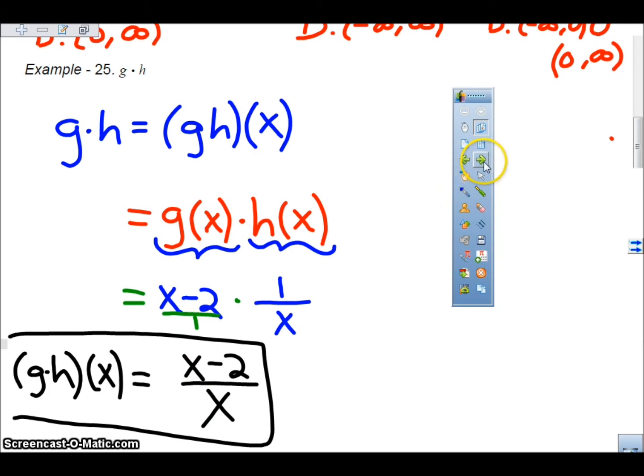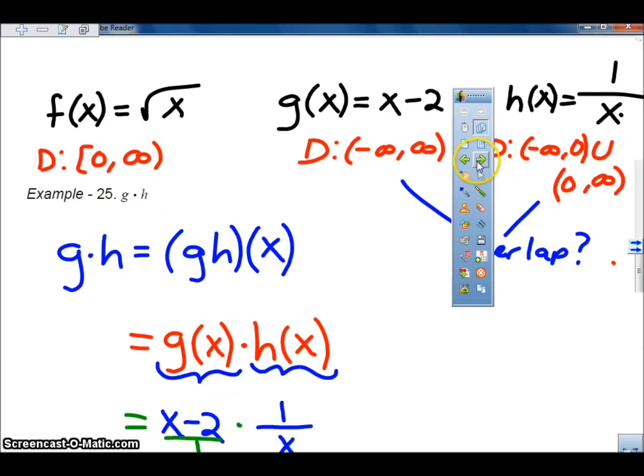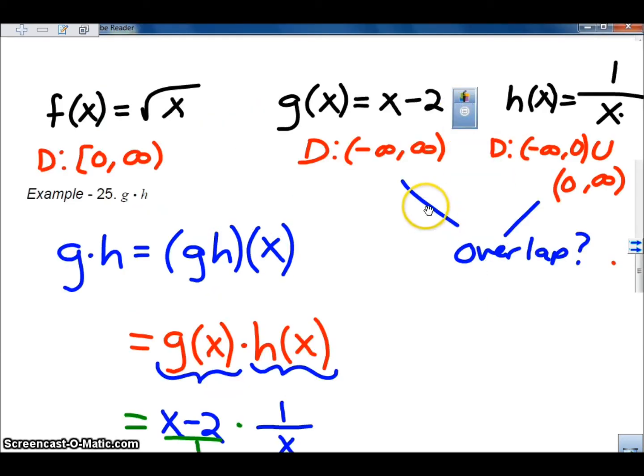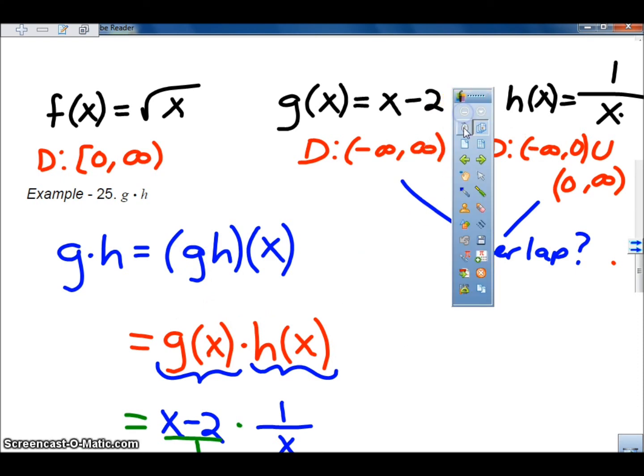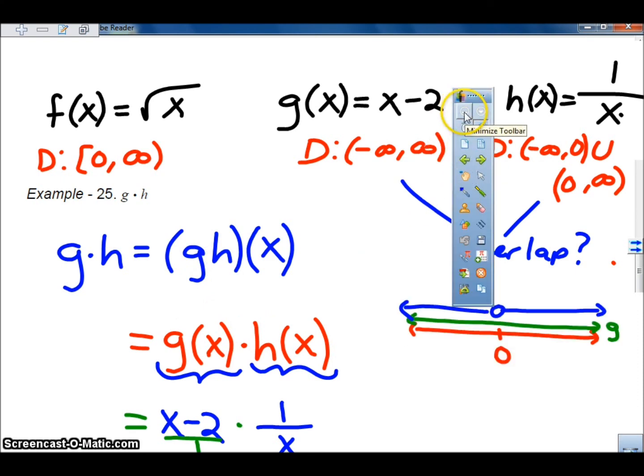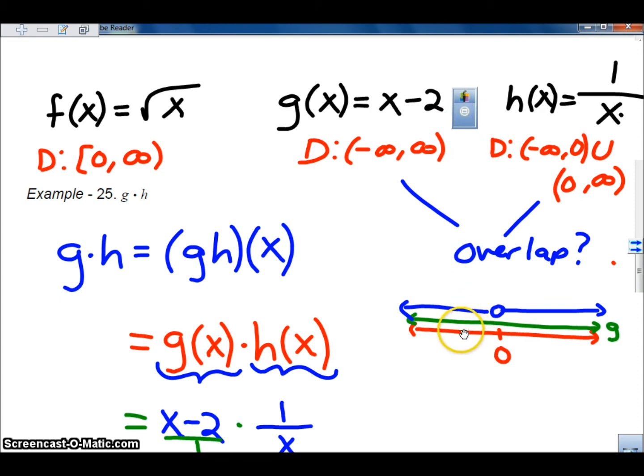I kind of think the hard part is determining the domain of this function. So we need to determine what is the domain of this new function that we've just created. And the rule is the domain of the new function will be the overlap of the domains of the original functions. So I need to take, in this case, g and h. Let's find where these two domains overlap each other. That will be the domain of g times h of x. And so a good way to find where they're overlapping each other is, again, to draw them both on the same real number line.